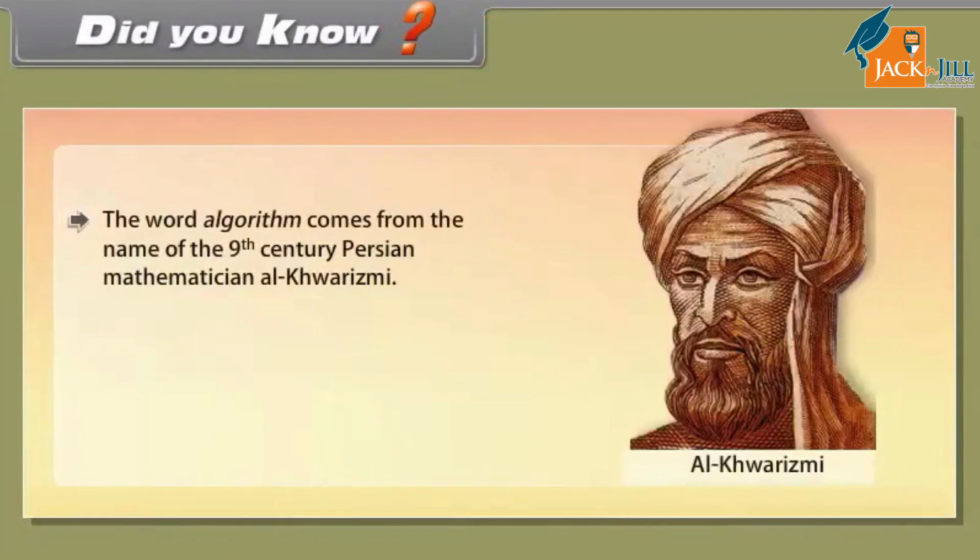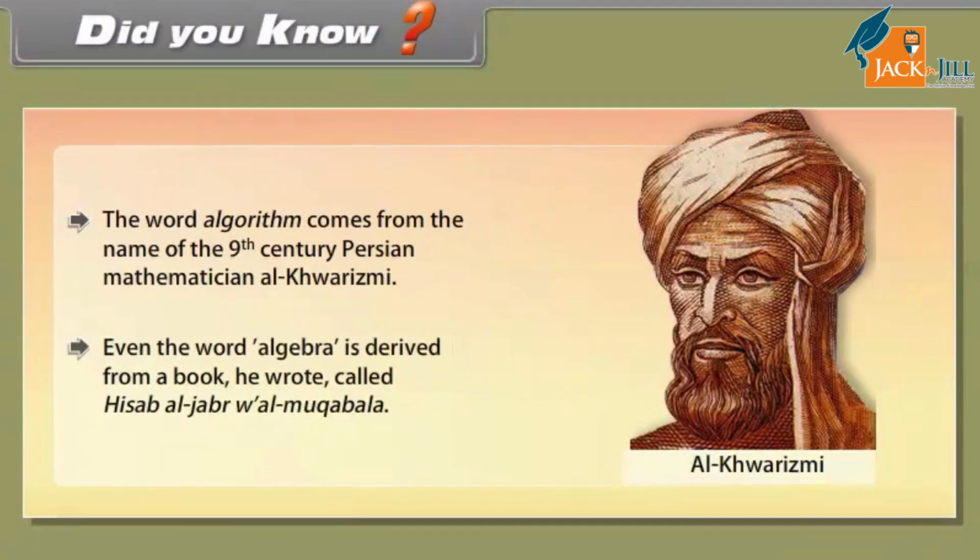0.009375. Did you know? The word algorithm comes from the name of the 9th century Persian mathematician Al-Khwarizmi. Even the word algebra is derived from a book he wrote called Hisab al-Jabr wa al-Muqabala.